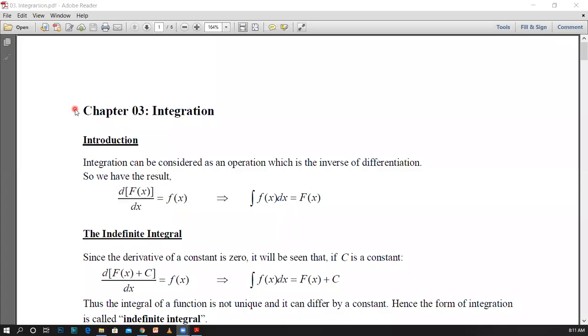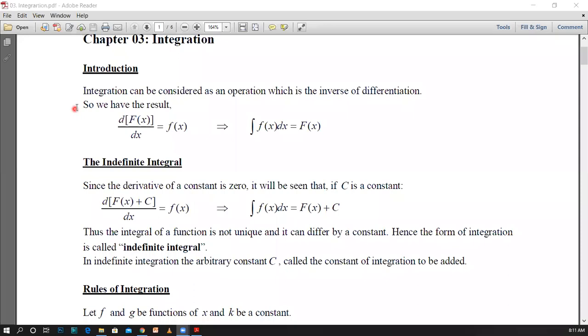In this session, we will discuss integration. First of all, we will go through the introduction to integration. Integration can be considered as an operation which is the inverse of differentiation.